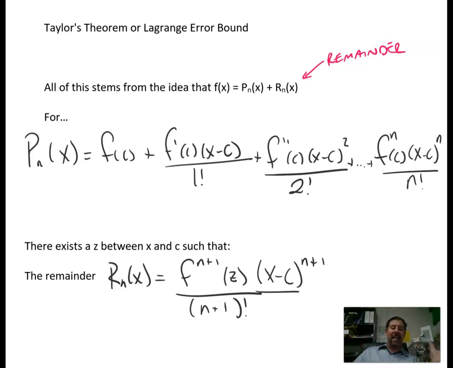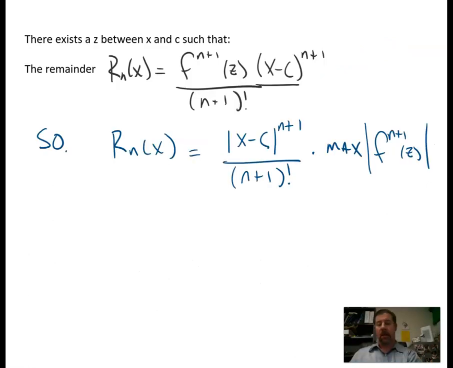Now this is kind of an issue though. We know there's some z value that should be there. We just don't know how to find that z value. So what we tend to do is rewrite this and change it just a little bit so that I can use it. If I reorder things a little bit, I move the x minus c on top of the n plus 1 factorial, and I move this f of n plus 1, the derivative, to the back. This is the same thing, I just changed things around.